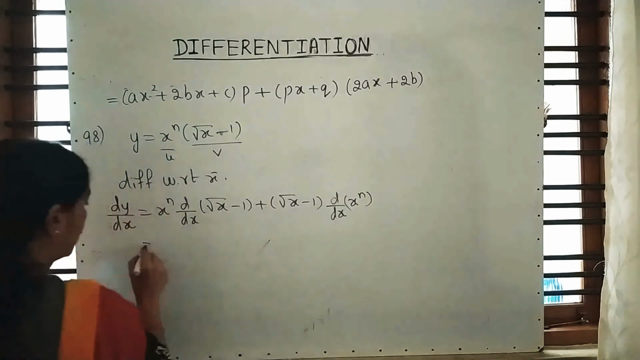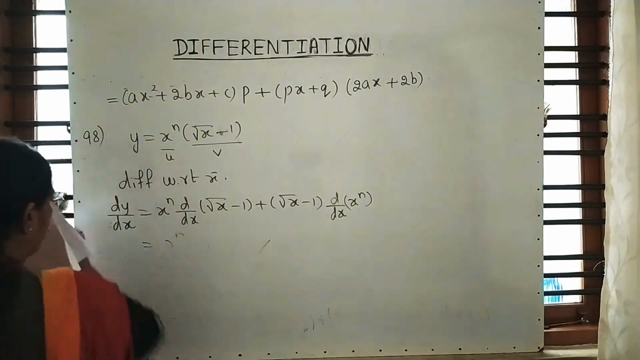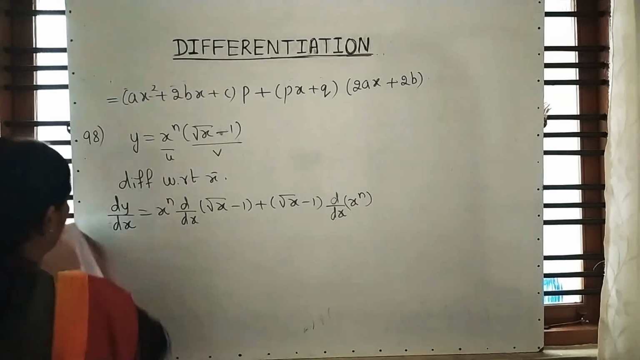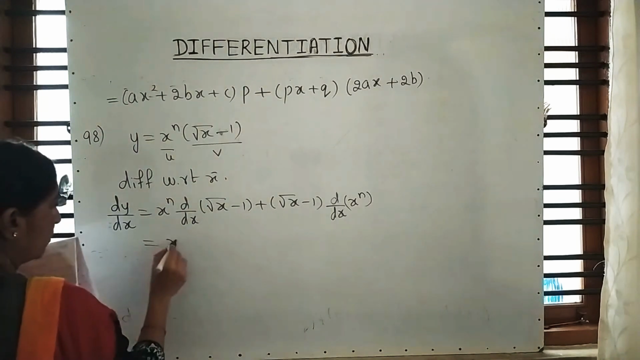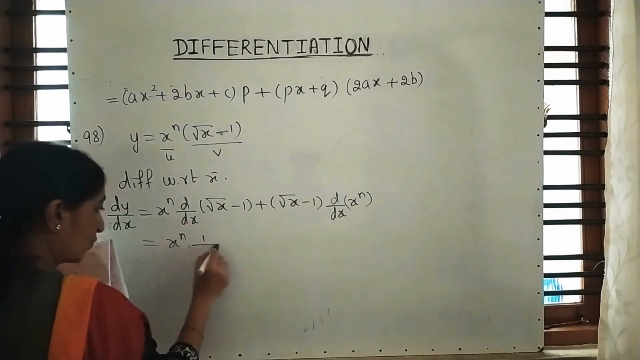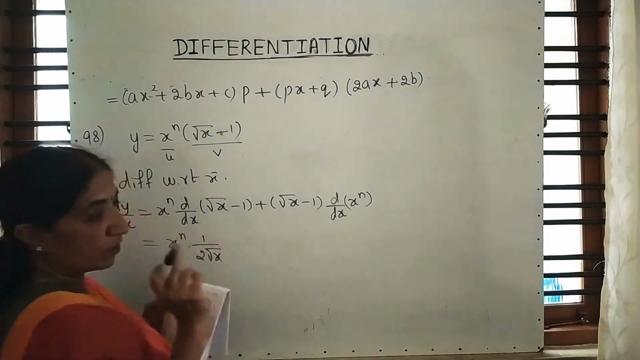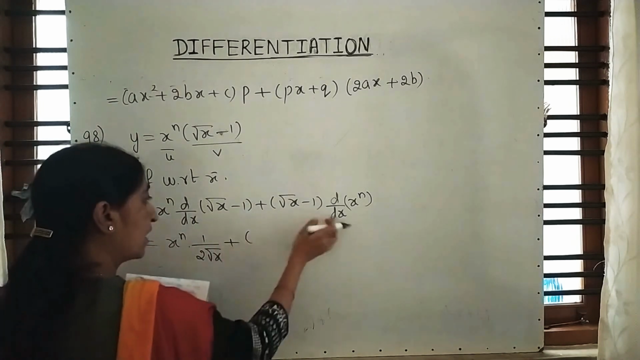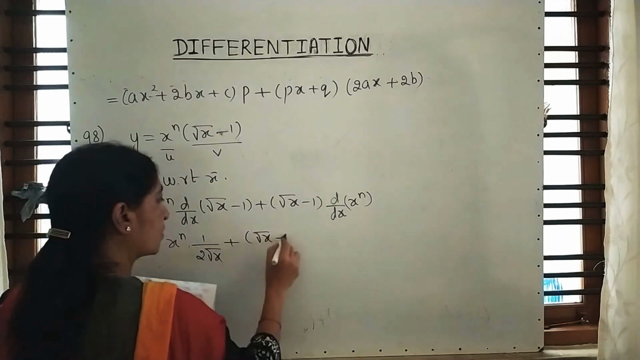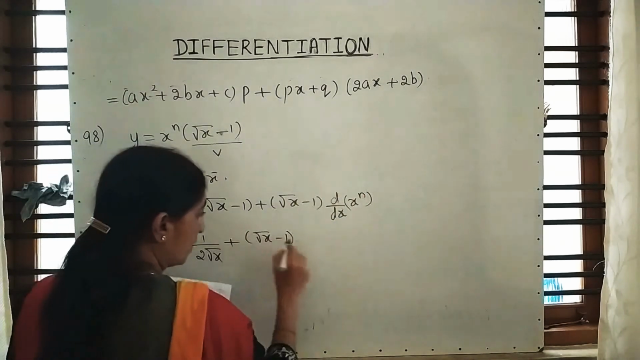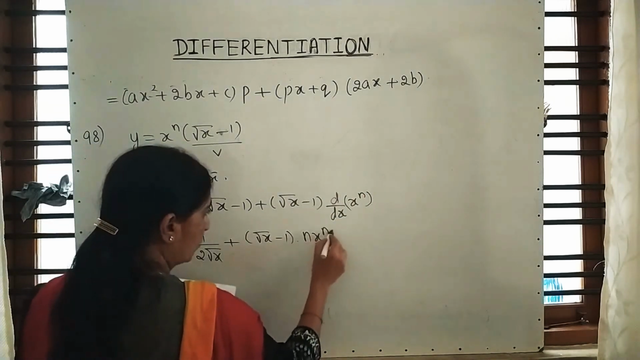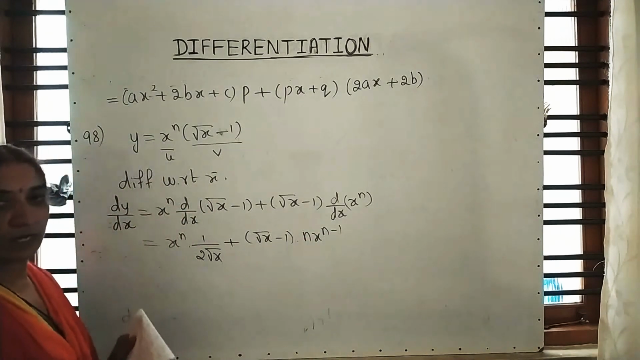Yes, this term as it is, before differentiation term, x raised to n as this. Differentiation of root x is 1 by 2 root x. No need to write differentiation of 1 because differentiation of 1 is 0. Next, this term is before differentiation, so write as it is. Differentiation of x raised to n is n into x to the power n minus 1.